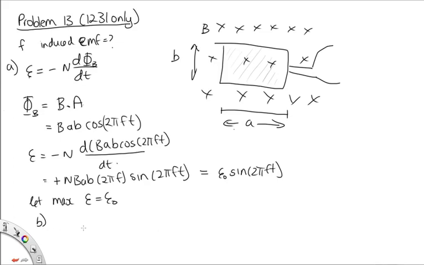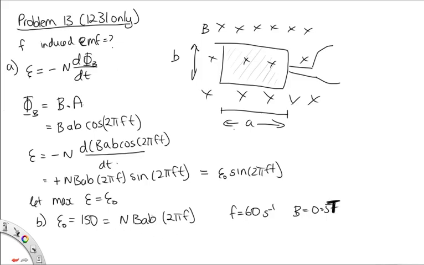Part B says design a loop that will produce an EMF. So the maximum EMF is equal to 150 volts. So we have 150 is equal to NBab times 2πf. And we're told that it's rotated at 60 revolutions per second. So the frequency is equal to 60. The magnetic field strength is equal to 0.5 Teslas.